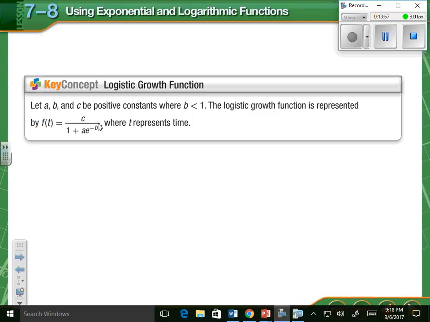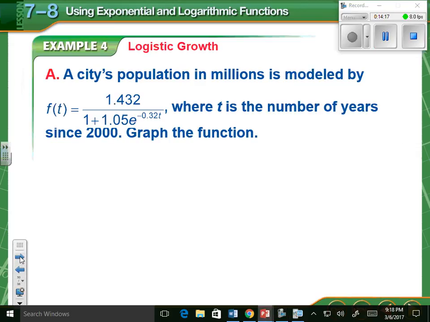The logistic growth function is a little bit more complicated. A, B, and C are positive constants. B has to be positive, or actually less than 1. Logistic growth function, here it is. T is still time. So if a city's population in millions is modeled by this formula, and T is the number of years, you don't have to understand where the formula came from. If you're given this formula and T is the number of years, we want to graph that function. That's the number of years since 2000. We're going to graph that function.